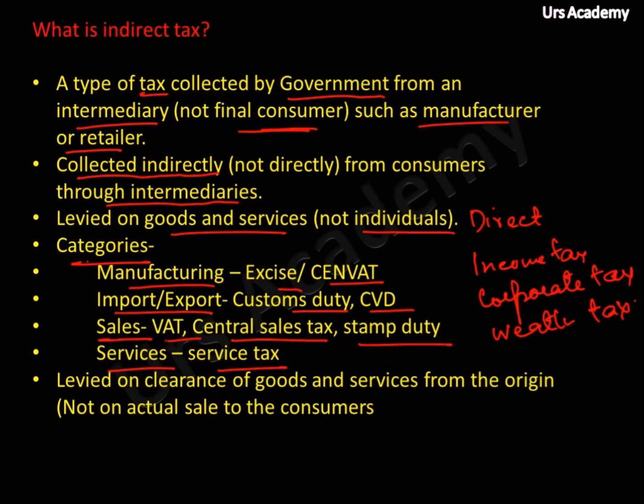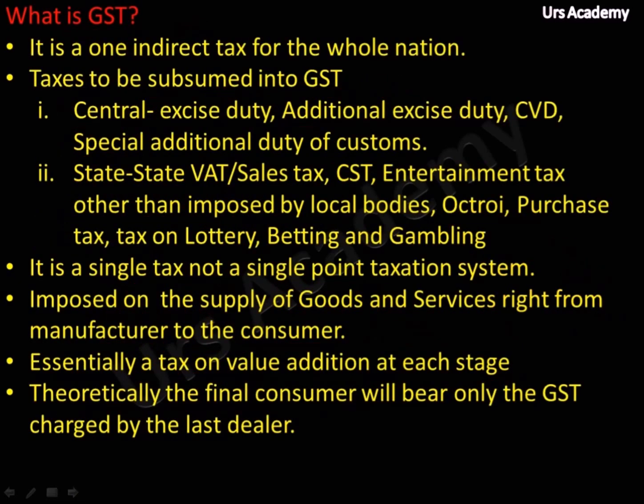What government intends to do is subsume all these indirect taxes into one tax, that is goods and services tax. At present, these indirect taxes are levied on clearance of goods and services from the origin. What does it mean? It means these taxes are levied once the goods move out from the stock. That means once the goods are produced and move out of the stock, they will be taxed, irrespective of whether the goods will go out for further value addition or not. What is GST here? It is one indirect tax for the whole nation.